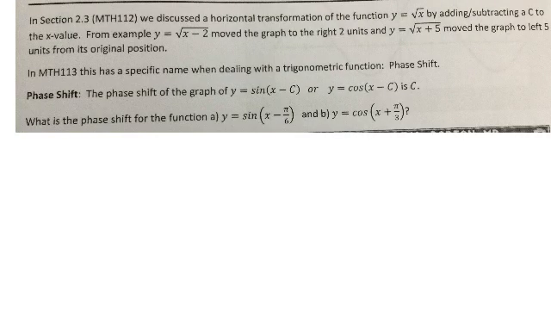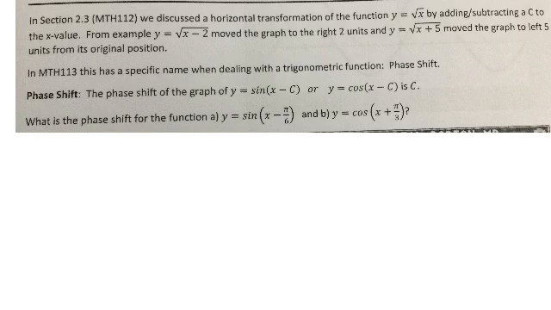The next thing, this will be the last thing we get to. In Math 112, we talked about horizontal transformations of a function y equals absolute value, or y equals the square root of x by adding or subtracting a c to the x value. So for example, y equals the square root of x minus 2. So what was happening here? We were subtracting 2 on the inside of the function. So this moved the graph right 2 units. Remember, on the inside, it always moves it opposite the way it looks like it should. So subtracting 2 is going to move the graph right 2. If I add 5 on the inside, that's going to move the graph left 5 from its original position.